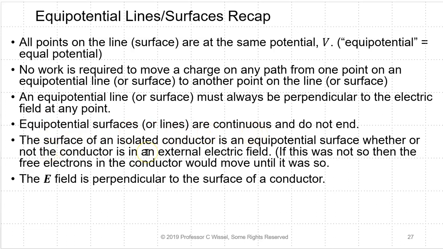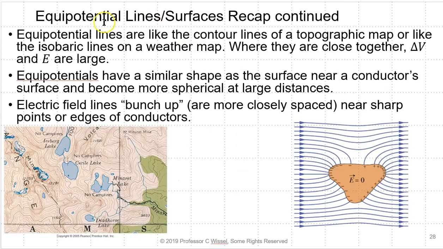The surface of an isolated conductor is an equipotential surface, whether or not the conductor is in an external electric field. If this was not so, then the free electrons in the conductor would move until it was so. The E field is perpendicular to the surface of a conductor. Now, equipotential lines and surfaces are rather like the contour lines of a topographical map, or like the isobaric lines on a weather map.